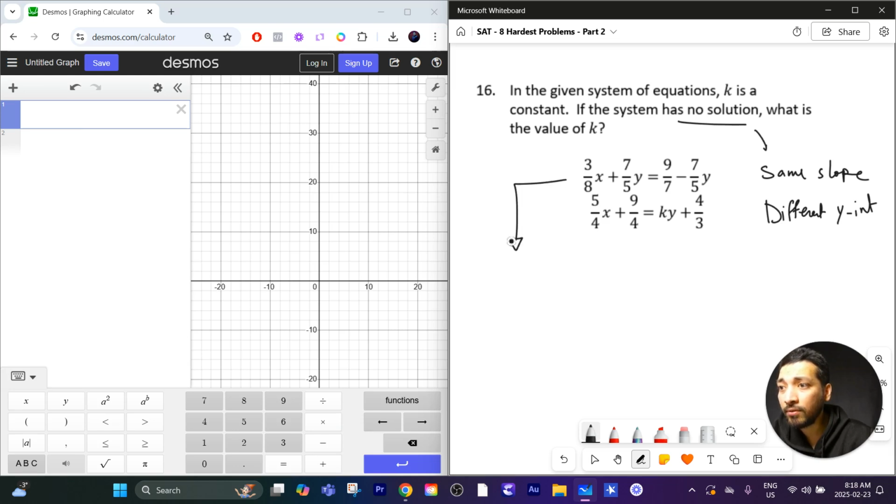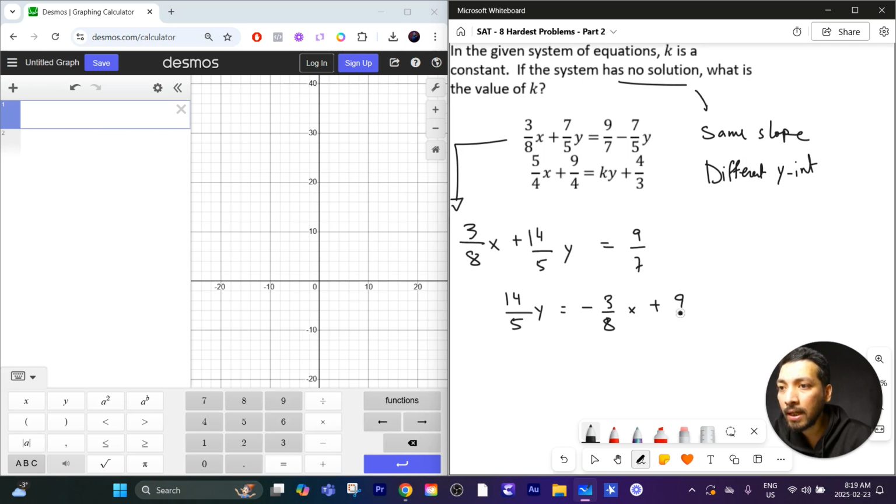So let's look at the first equation. We have 3 over 8x plus 7 over 5y is equal to 9 over 7 minus 7 over 5y. So add 7 over 5y to both sides. We are getting 14 over 5y. So 3 over 8x plus 14 over 5y is equal to 9 over 7. So subtract 3 over 8x from both sides. 14 over 5y is equal to negative 3 over 8x plus 9 over 7.